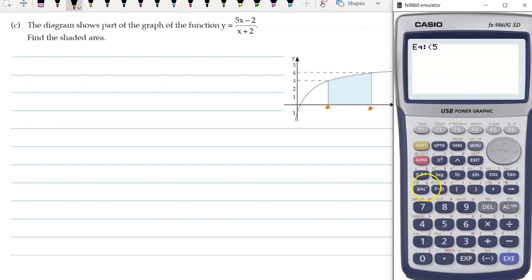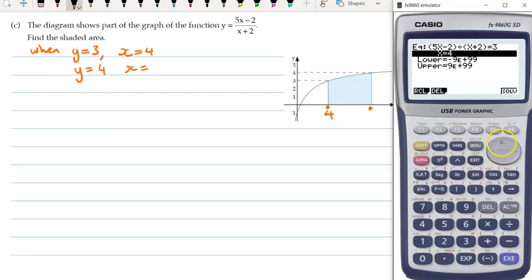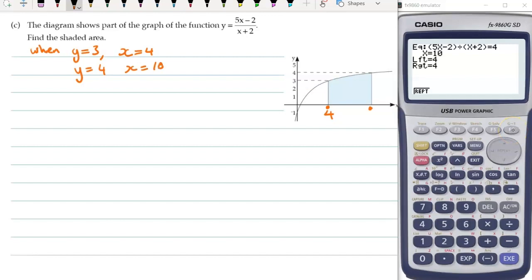We're doing 5x minus 2 divided by x plus 2. Now, first of all, let's set that equal to 3 for the first one and solve. So when y is 3, x is 4. So that number there is a 4. When y is 4, let's go back and change that. So up here, instead of making it equal to 3 at the end, let's make it equal 4 and solve. We've got x is 10.